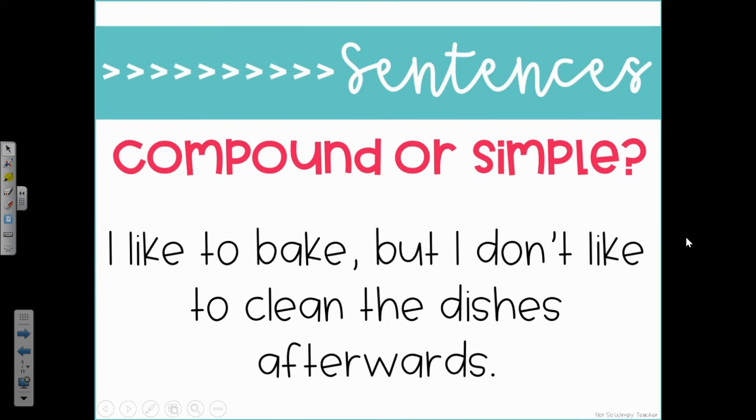Here's another example. I like to bake, but I don't like to clean the dishes afterwards. This sounds like me. First question is, do you see a comma? I do see one after the word bake. Your next question is, is that followed by a conjunction? Well, the comma in this case is followed by the word but, and but is a conjunction. So we have two simple sentences. I like to bake. I don't like to clean the dishes afterwards. Those are two simple sentences joined together by a comma and a conjunction. So this is a compound sentence.